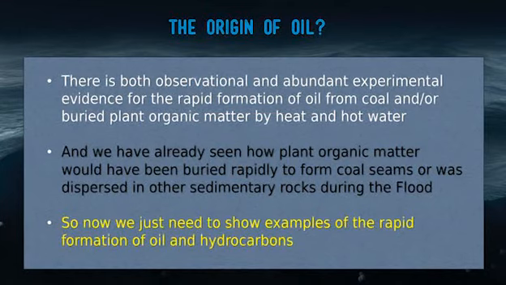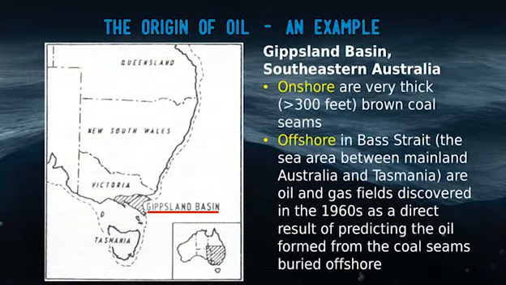There is both observational and abundant experimental evidence for the rapid formation of oil from coal and/or from buried plant organic matter by heat and hot water. And we've already seen how plant organic matter would have been buried rapidly to form coal beds during the flood, and also that it was dispersed rapidly in other sedimentary rocks. So all we need to do now is show you examples of the formation of oil and hydrocarbons by rapid processes. So let me give you some examples.